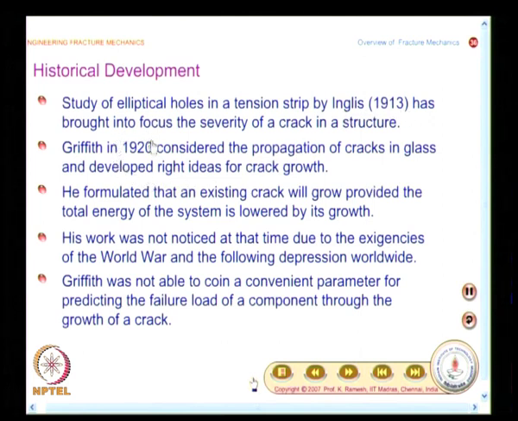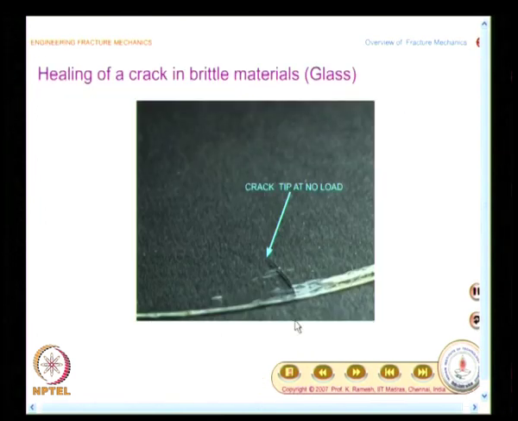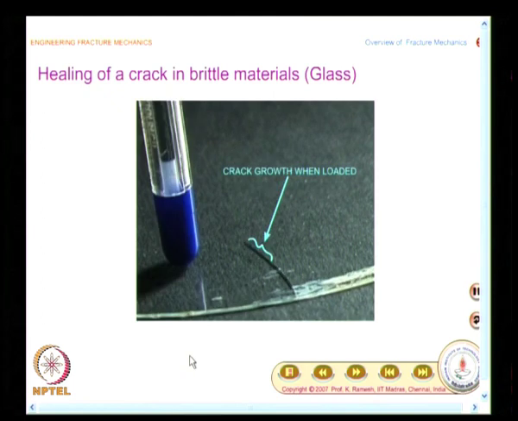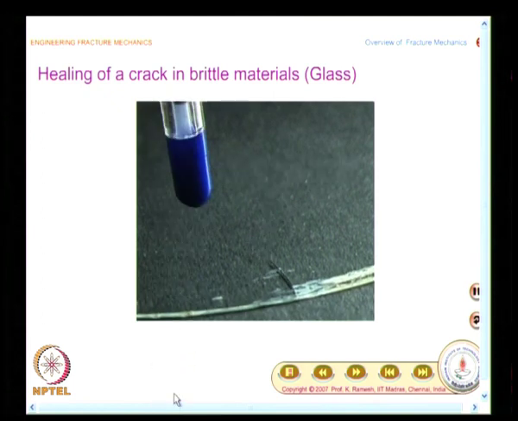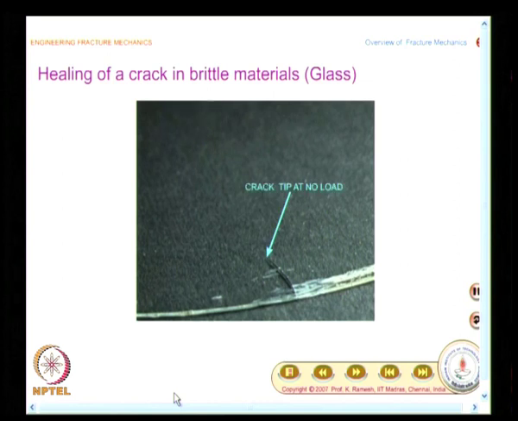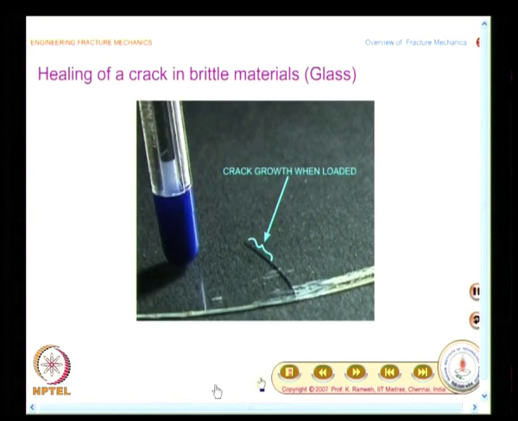The understanding of Griffith is good, he had right ideas for crack growth, but he was not able to express it in a convenient fashion. And let us look at some of the very interesting examples. Just watch this animation and identify what this animation is trying to show.